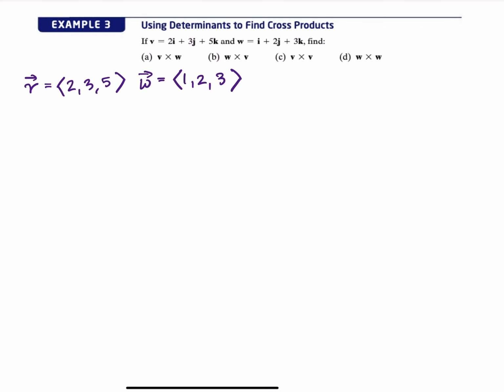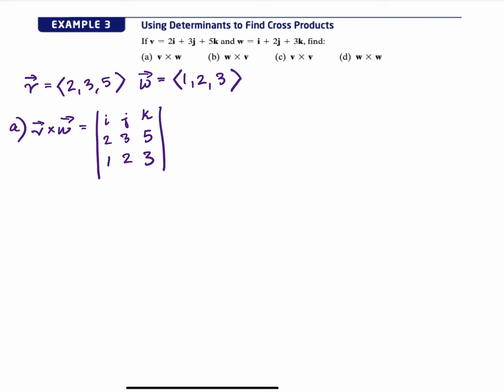So let's first find v cross w. These are actually the two vectors we were working with earlier, but let's see it using this matrix technique. So v cross w will be the determinant of the matrix that has i, j, k as the first row. The second row will be our first vector, so 2, 3, 5. And the third row will be our second vector, which is 1, 2, 3.